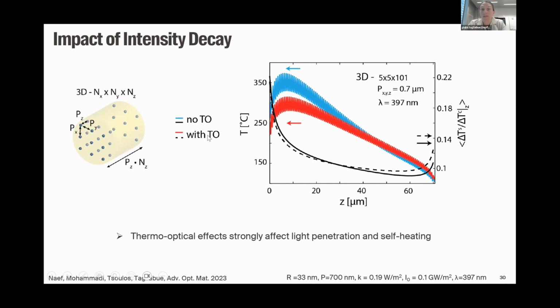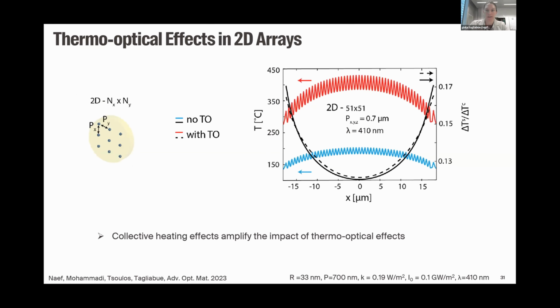Now, if we switch on the thermo-optical effect, and we initially illuminate on resonance at the room temperature resonance, the overall temperature profile will be affected because the self-heating contribution will decrease in the front of the array, and it will increase at the back of the array, and so will the collective heating. And so we have this sort of temperature redistribution along our array.